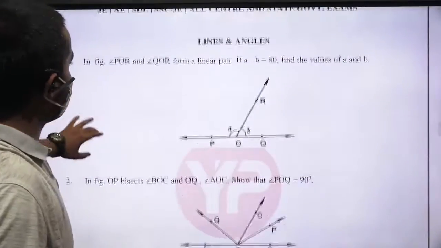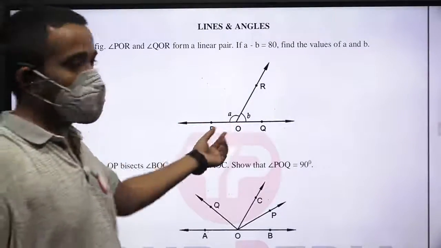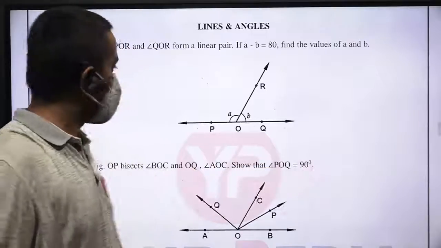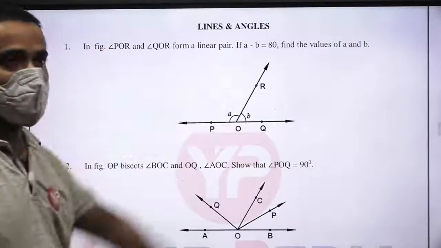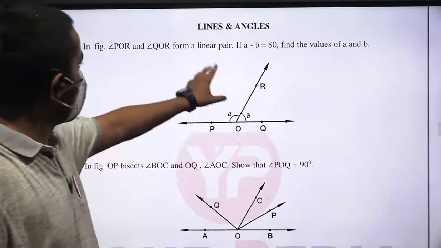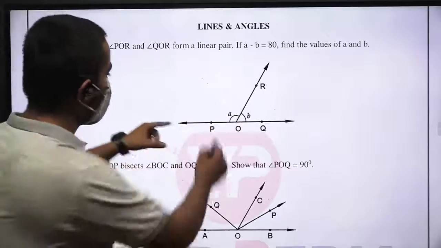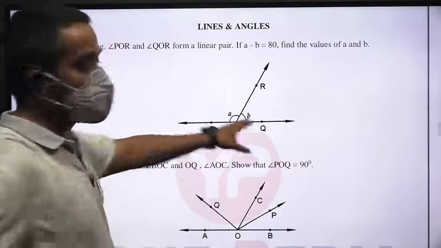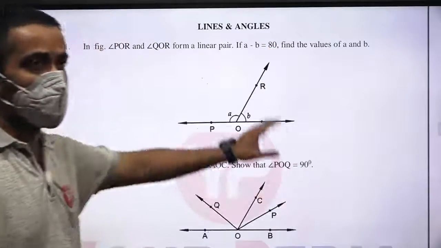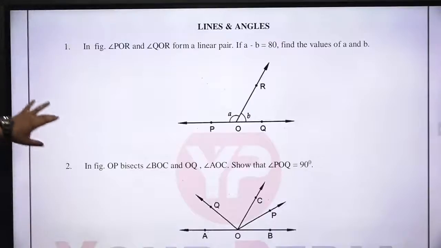Yes. So lines and angles. This is the figure you are given. There are two opposite rays, OP and OQ, and OR is a ray standing like this. Angle POR and angle QOR form a linear pair. That means this angle plus this angle, their sum will be 180. If A minus B, the difference of A and B, is 80, then find the value of A and B.